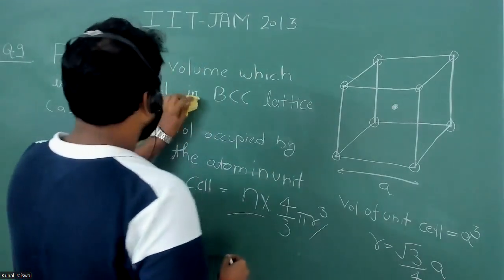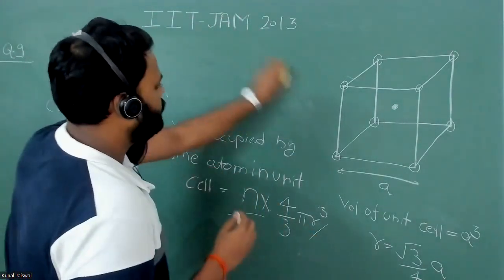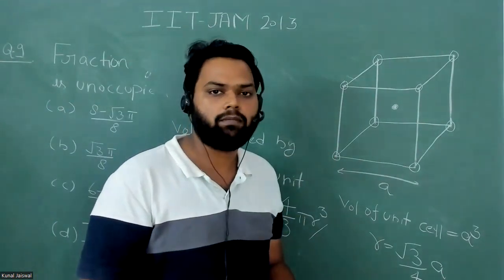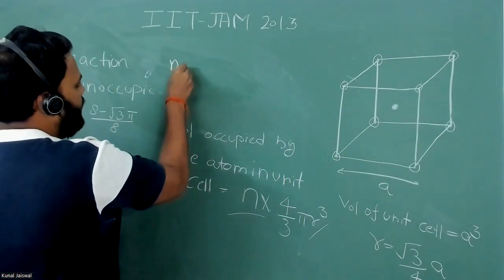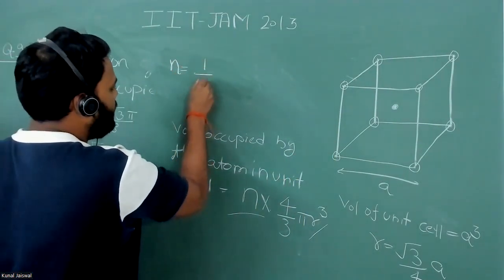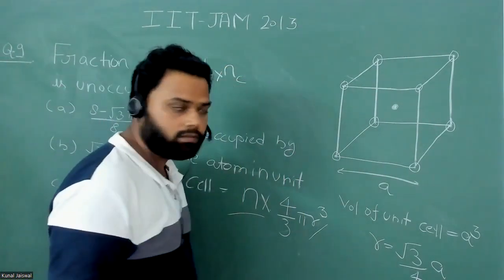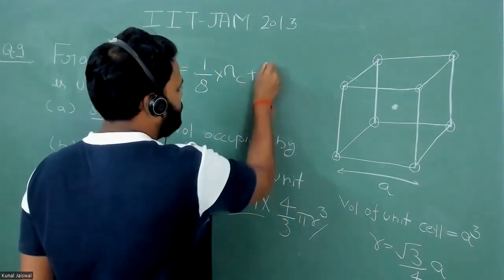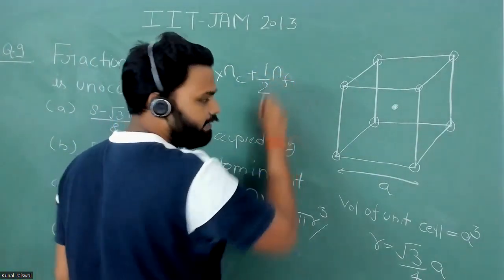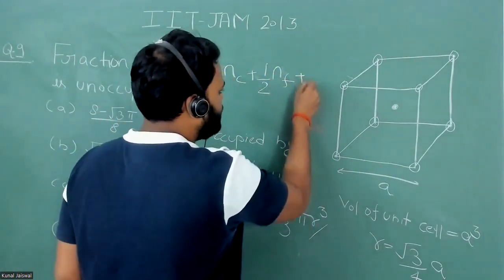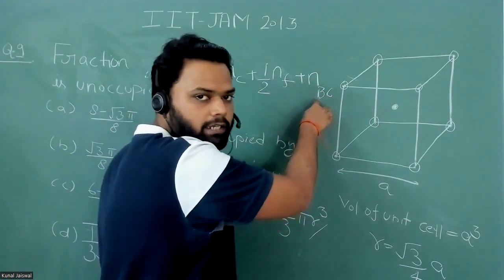Okay, so I'm drawing here. There's a simple formula for finding the effective number of atoms in any cubic lattice, that is n is equal to 1 by 8 times the number of atoms present at the corner plus 1 by 2 times the number of atoms present at the face plus the number of atoms present at the body center. I am denoting here by BC.